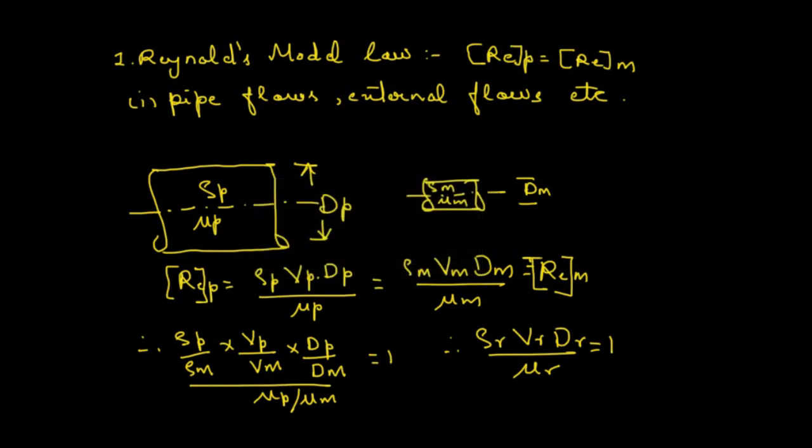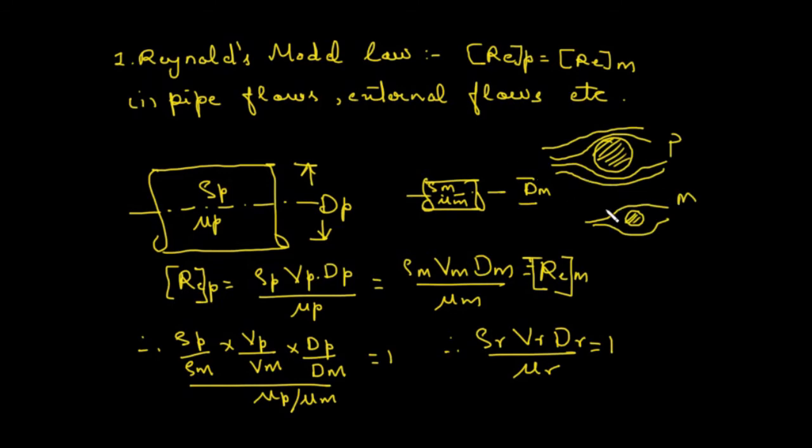External flow means, let us say, there is a sphere or a cylinder and flow is taking place over that cylinder, like flow over bridge piers, flow around bridge piers, etc. So if this is the case and we want to make a model of this, then while making a model we should equate the Reynolds number of the flow in the prototype and model. So this is an example of an external flow.